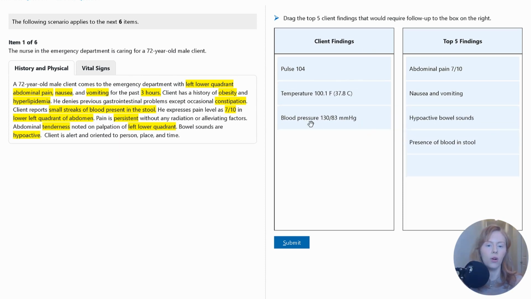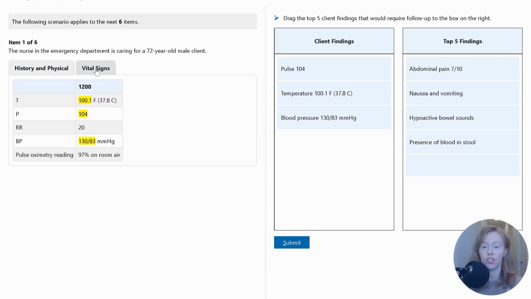Okay, now we've been kind of holding off on addressing his vital signs because we're not sure how much of this is just related to his pain, because naturally, if someone is experiencing severe pain like this, they're going to have an elevated heart rate and an elevated blood pressure. And I've got 4 of my 5 findings, so I'm really just looking for which one of these 3 is going to be the most concerning to me.